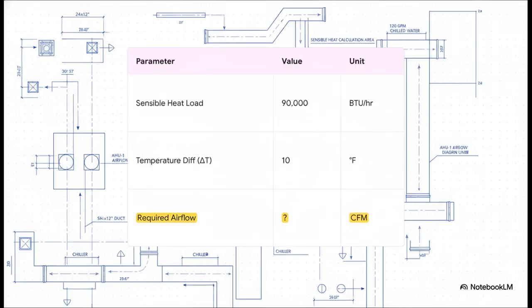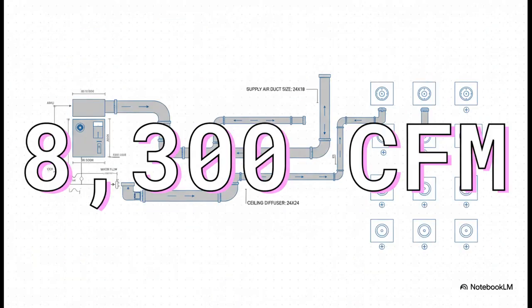So let's make this real with a core calculation. Based on those standards, we figure out our heat load is 90,000 BTU per hour, and we're targeting a 10-degree Fahrenheit temperature drop. So the big question is, how much air in cubic feet per minute, or CFM, do we actually need to move to make that happen? And there's our number, 8,300 CFM. Now, this isn't just some number we pulled out of thin air. It's the direct result of our load calculations and that design basis we just set up.